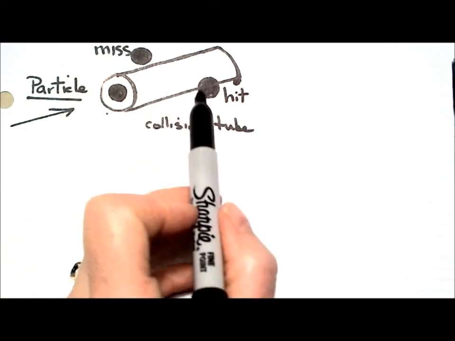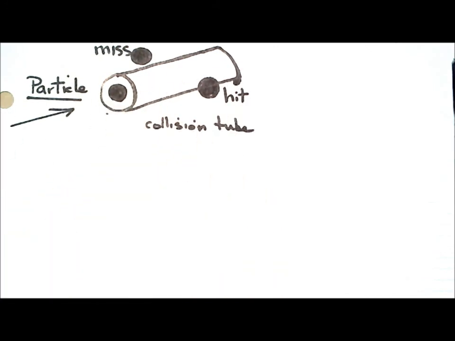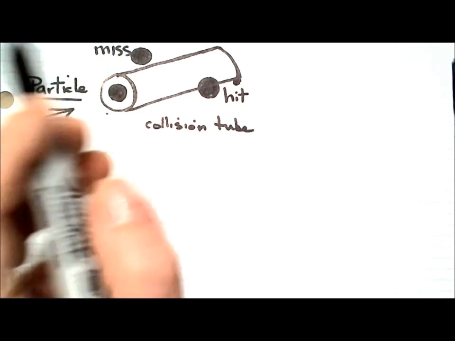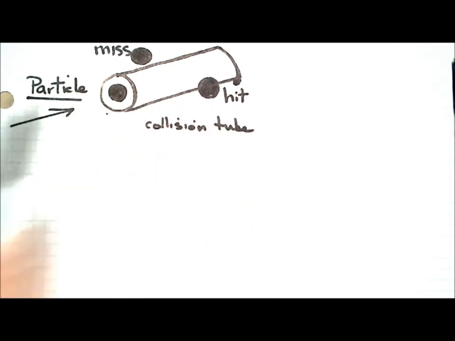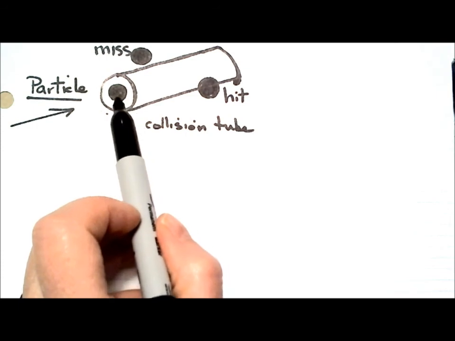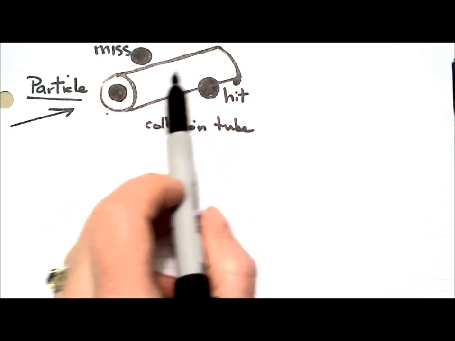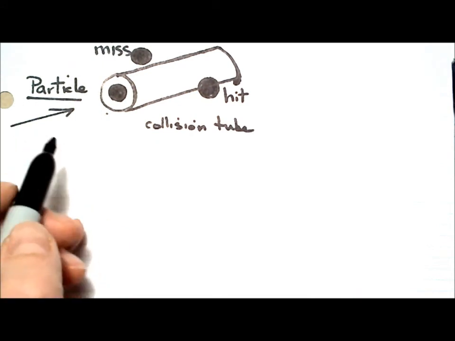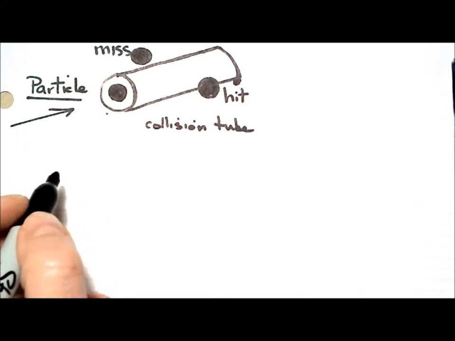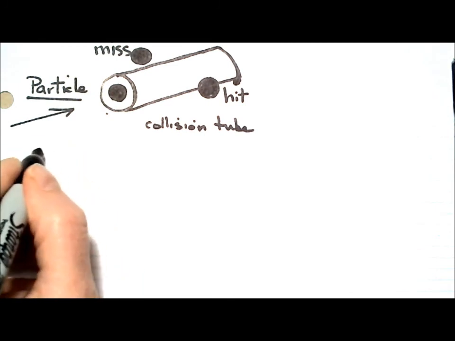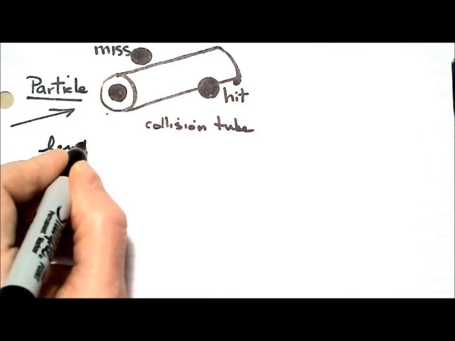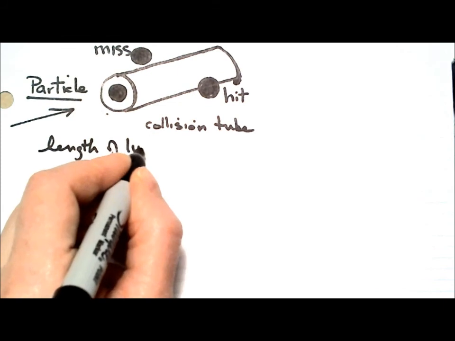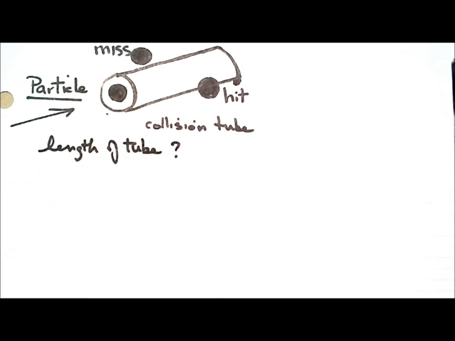So we have to think of these as stationary and this one moving in our treatment. So here's my particle moving at a mean speed, and it will hit this particle and it will miss this particle. What is the length of the tube? Something we need to be able to do. What is the length of this collision tube?